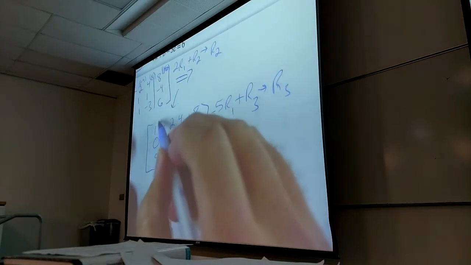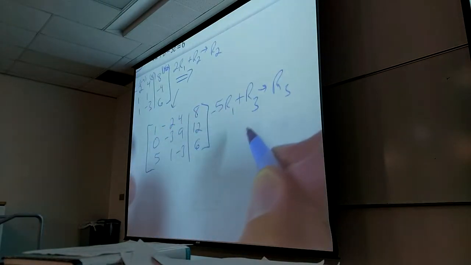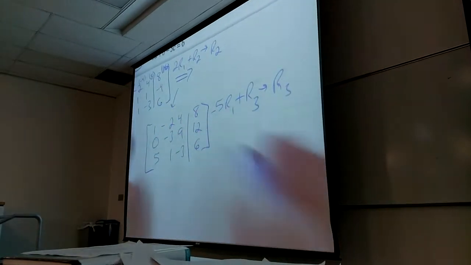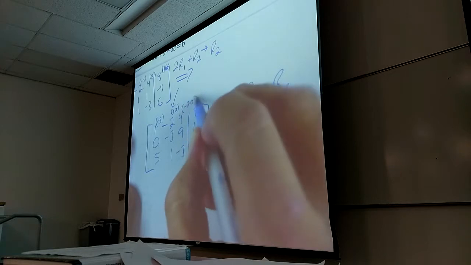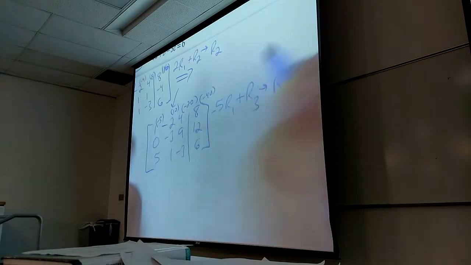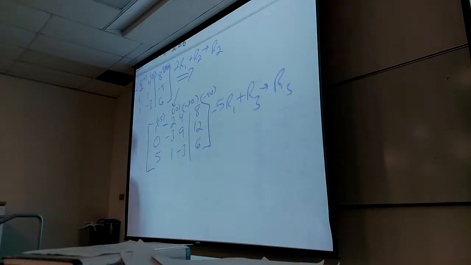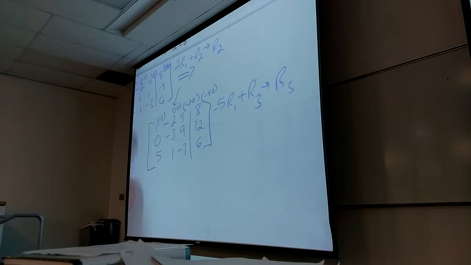So again, I'm not going to rewrite the whole matrix, I'm just going to write next to it what it would be. So this would be negative 5, this would be positive 10, negative 20, negative 40. Multiplying each thing by negative 5.